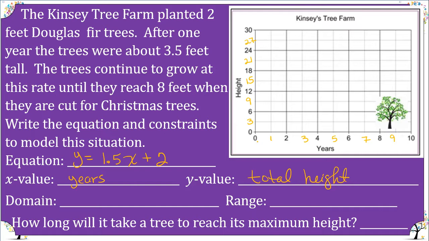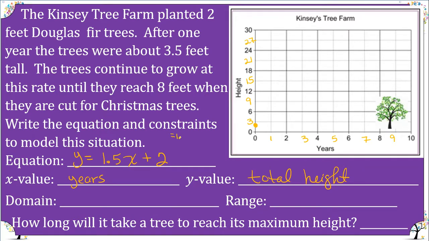So they start out at 0 years, they start out 2 feet tall. Now, let's go ahead and see, because in 8 years they're going to be cut and it's going to stop. So let's see how tall they are in 8 years. And that's the question actually down here.